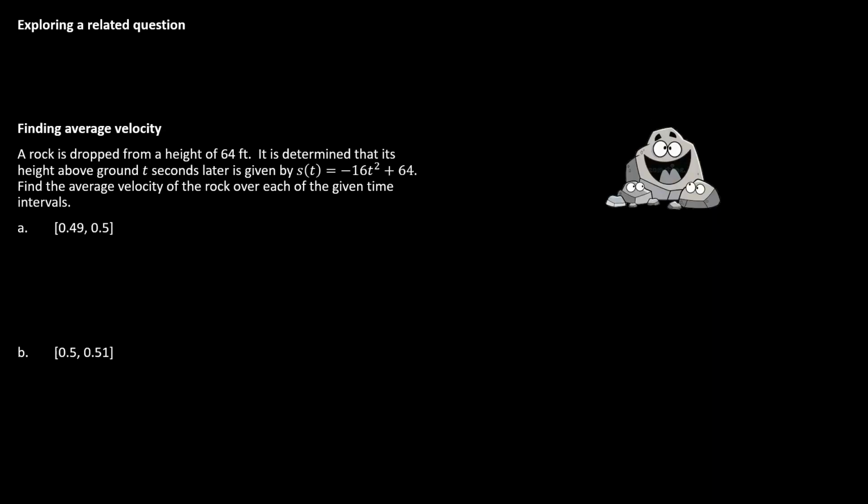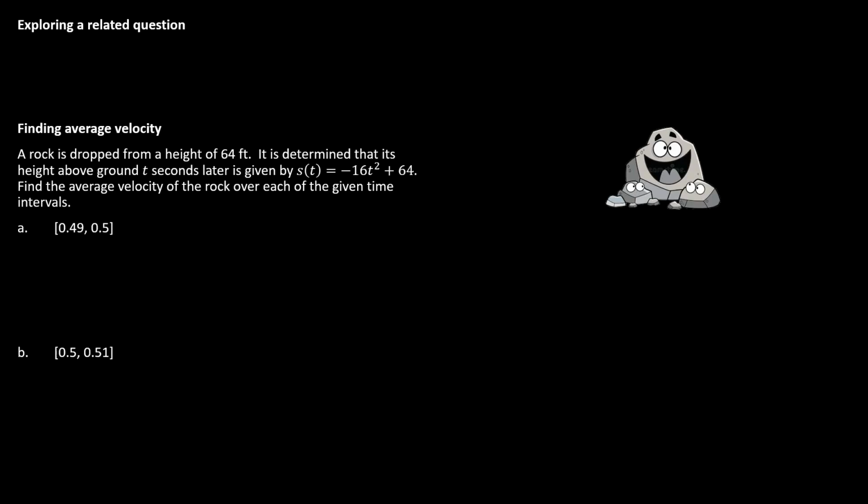Let's work on another example where we need to calculate the slope of a secant line. We're told that a rock is dropped from 64 feet above the ground, and that the height of this rock is given by the function s of t, where t is the amount of time in seconds that has passed since the rock was dropped. We want to find the average velocity.